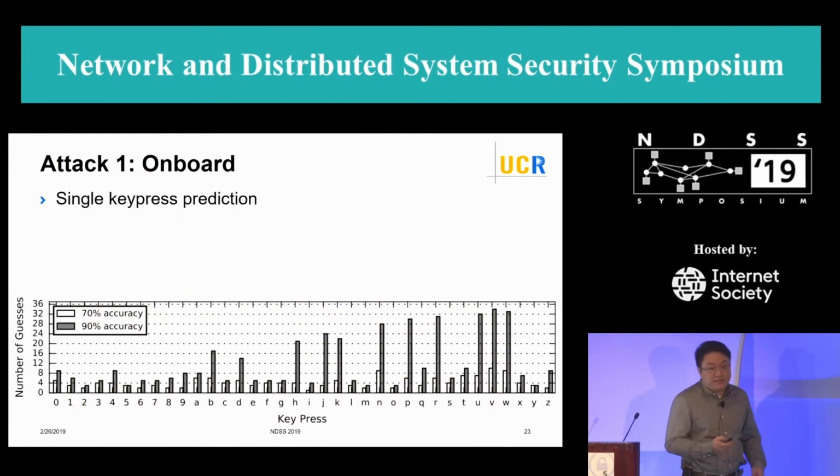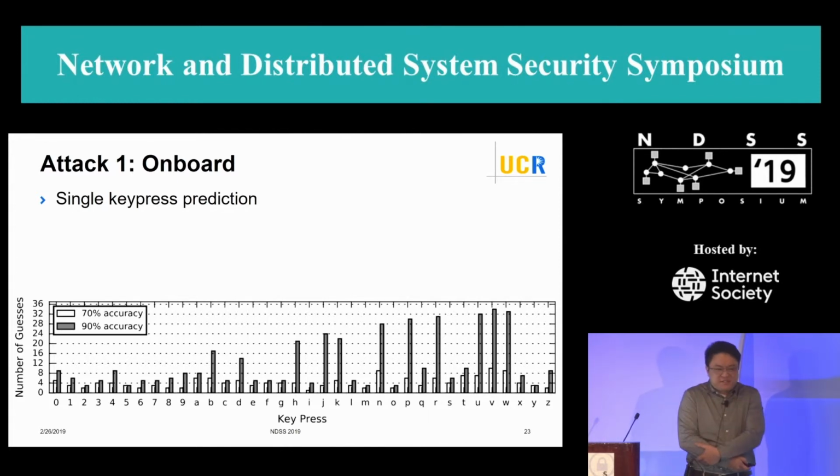And here's the keypress prediction accuracy. For simplicity, we only consider lowercase letters and digits, so there are 36 classes. If you just do a random brute force, you will need around 32 guesses to reach 90% accuracy. But you can see in this graph, in our case, we only need around 8 guesses for most of the keys. Although to be fair, some keys are much harder to predict than others.